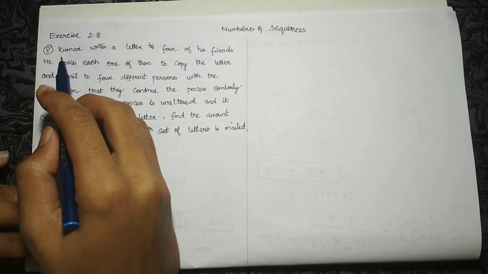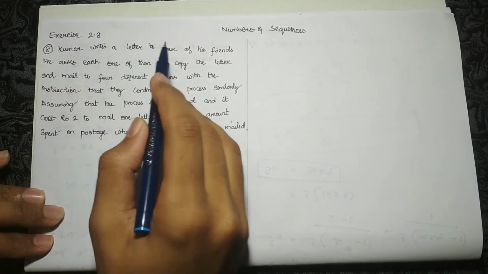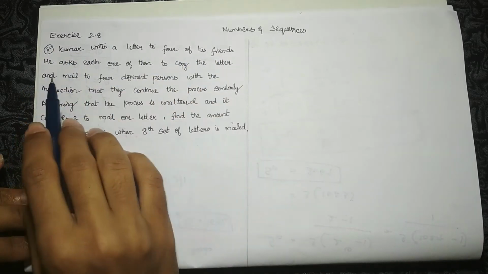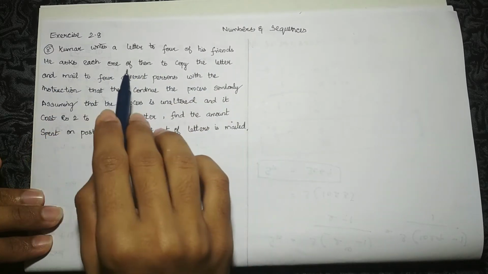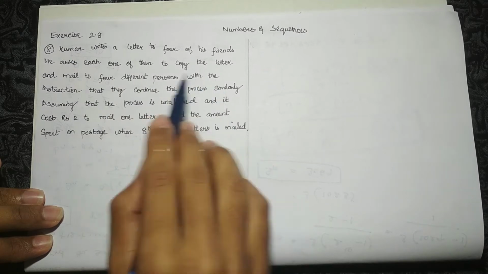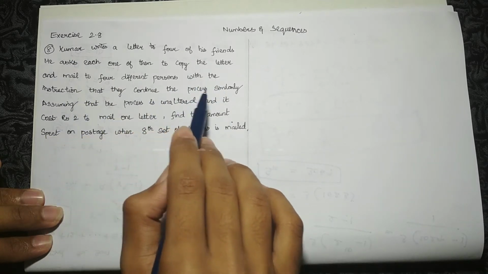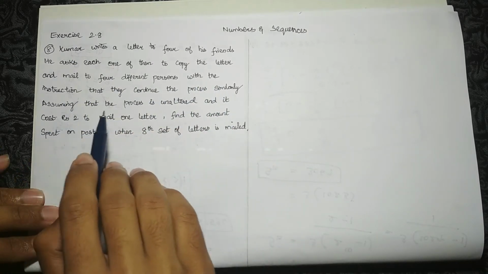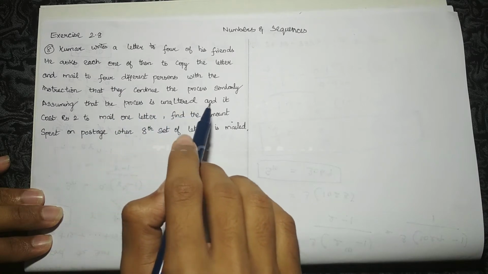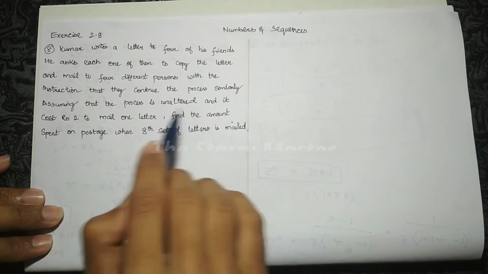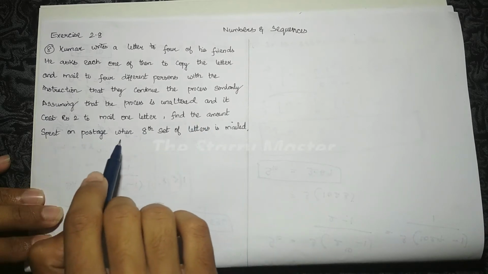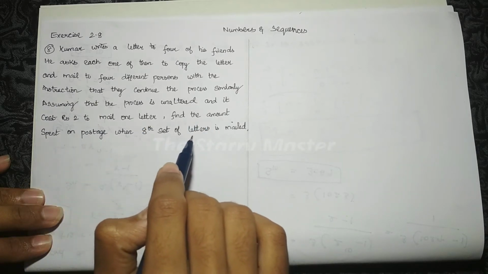In the 8th problem, Kumar writes a letter to 4 of his friends. He asks each of them to copy the letter and mail it to 4 different persons with the instruction that they continue the process simultaneously. Assuming that the process is unaltered and it costs rupees 2 to mail one letter, find the amount spent on postage when 8 sets of letters are mailed.